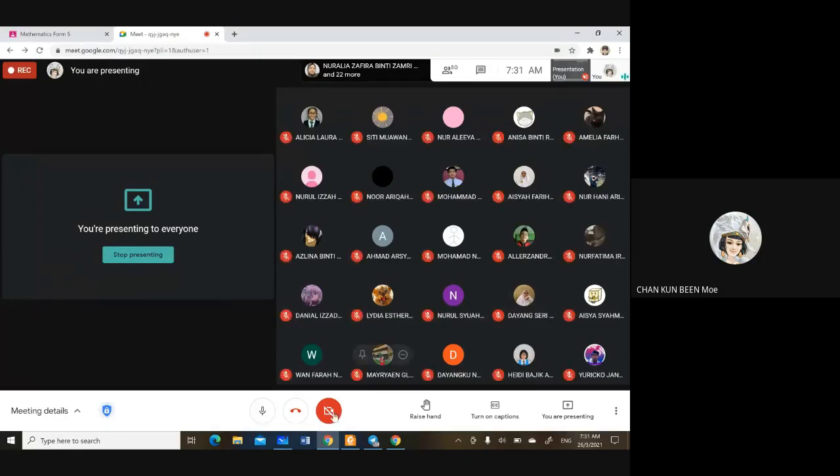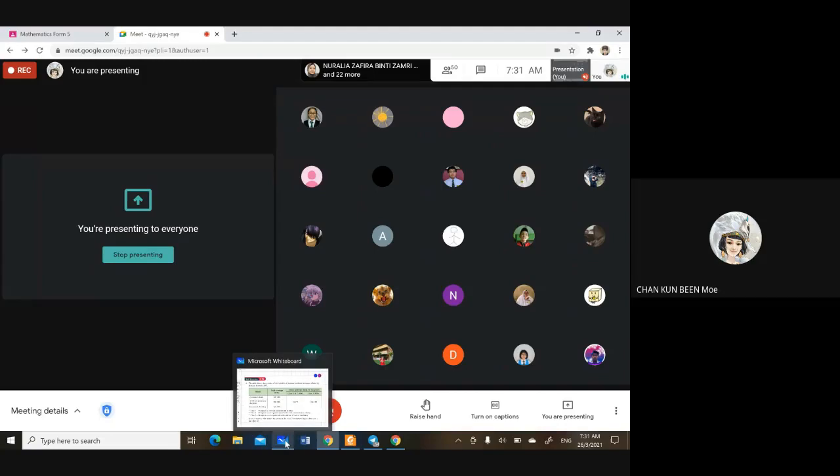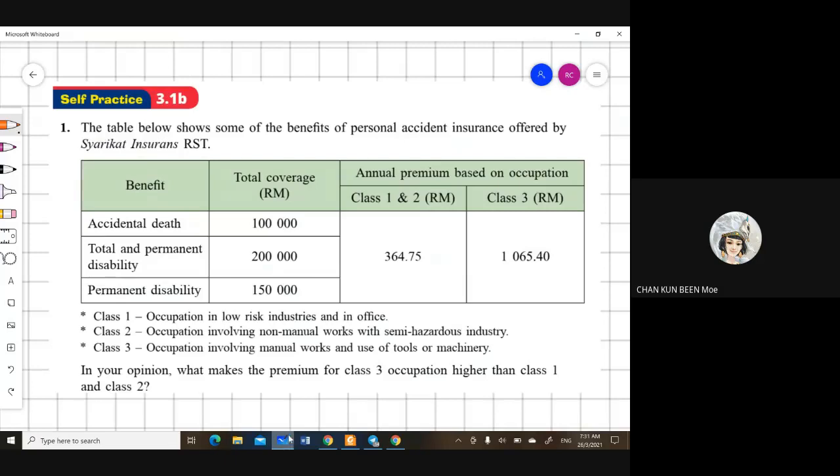So I'll start with the previous exercise 3.1b. Hopefully 3.1a you are able to do it. Okay, so 3.1b over here first. You can look at question number 1. The table below shows some of the benefits of personal accident insurance offered by Sharikat Insurance RST.